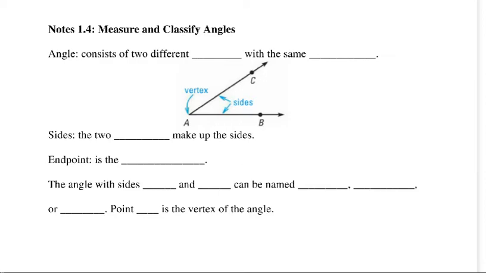with the same endpoint. So in this picture down below, one ray is AC, the other one is AB, and there are two of them. So those make up the sides of the angle. The point where it joins together is called the vertex, and that's where the endpoints are.